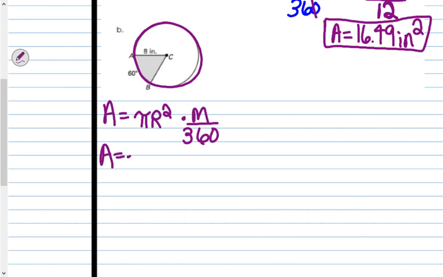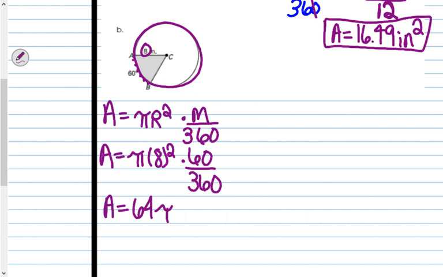Area equals pi. The radius is 8 inches. Times the measure of the angle. 60 degrees is the shaded angle over 360. Area equals 8 squared is 64 pi. I know I can divide both sides by 10, so that's 6 over 36, but also 6 can go into 6 one time, and 6 can go into 36 6 times. So I have 64 pi times 1/6.